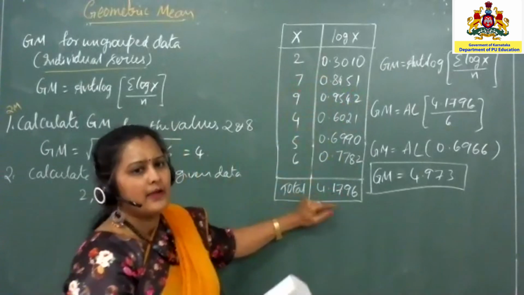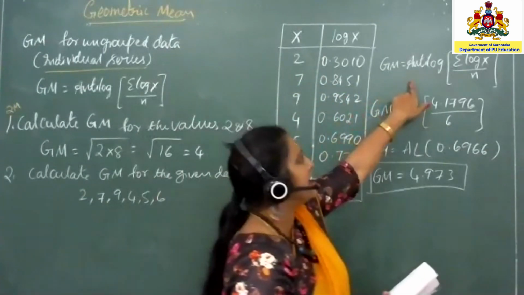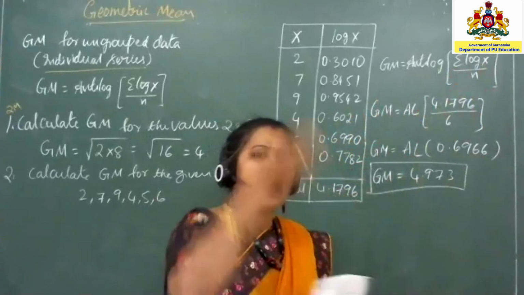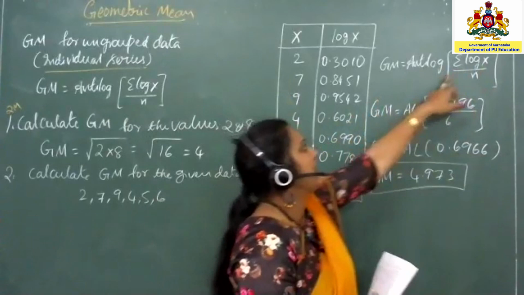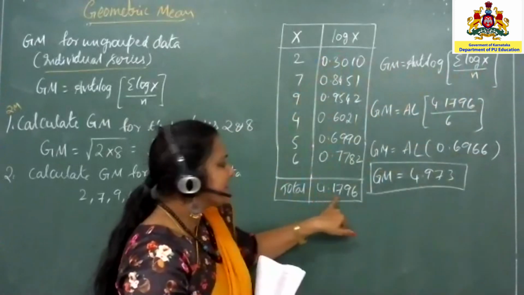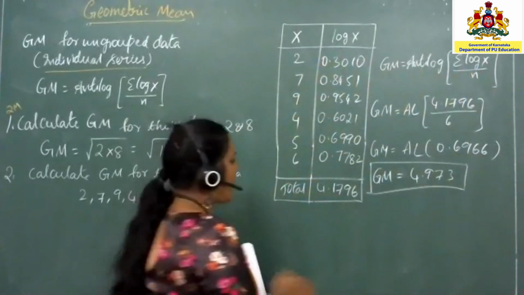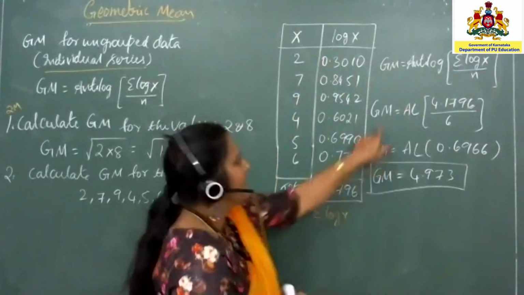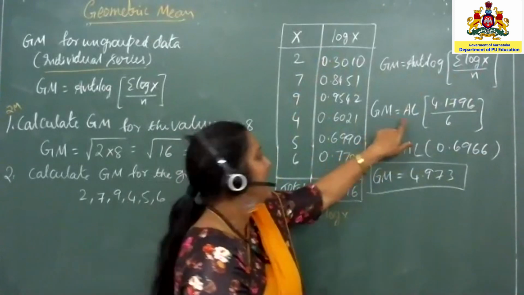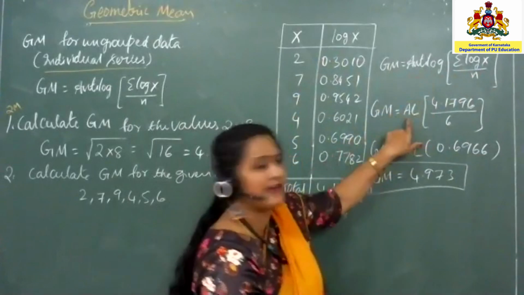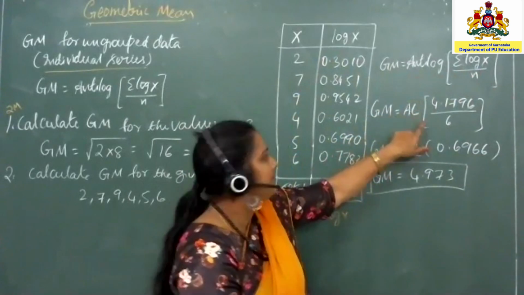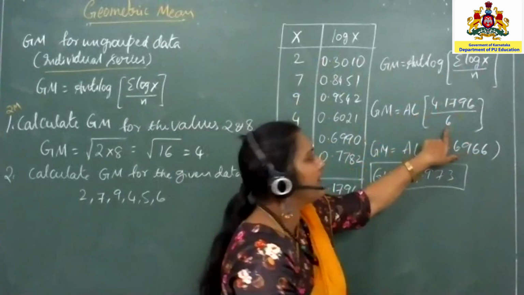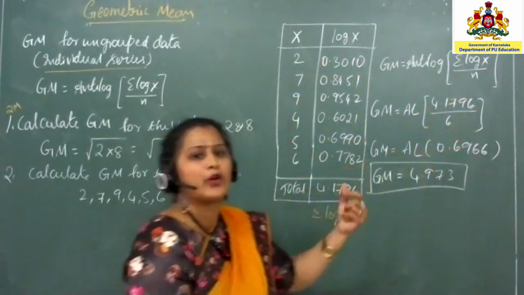Why should you add? Because your formula is summation log x. So summation log x means you need to add all the values. This value is summation log x. So here geometric mean is equal to anti-log of, I have written anti-log as AL, 4.1796 divided by n. N is the number of observations.